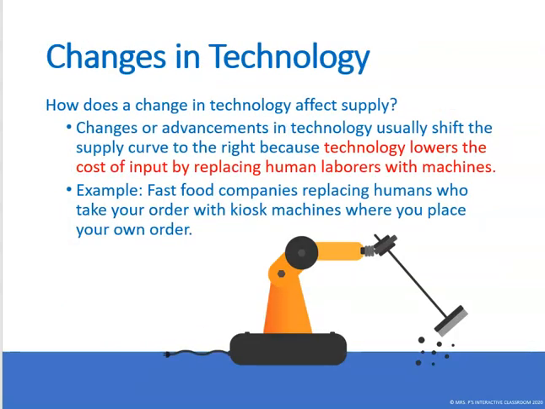Changes in technology. How does a change in technology affect supply? Changes or advancements in technology usually shift the supply curve to the right because technology lowers the cost of input by replacing human laborers with machines. So one of the biggest factors for an employer is they have to pay for labor. Now, depending on the cost of labor and the regulations involved, like in the United States, we have minimum wage, which means that a worker is guaranteed a certain amount of money per hour. In other countries, that does not exist. And that is where you will have a lot of these companies who will outsource their production to other countries, for example, China, because labor costs are so much cheaper.